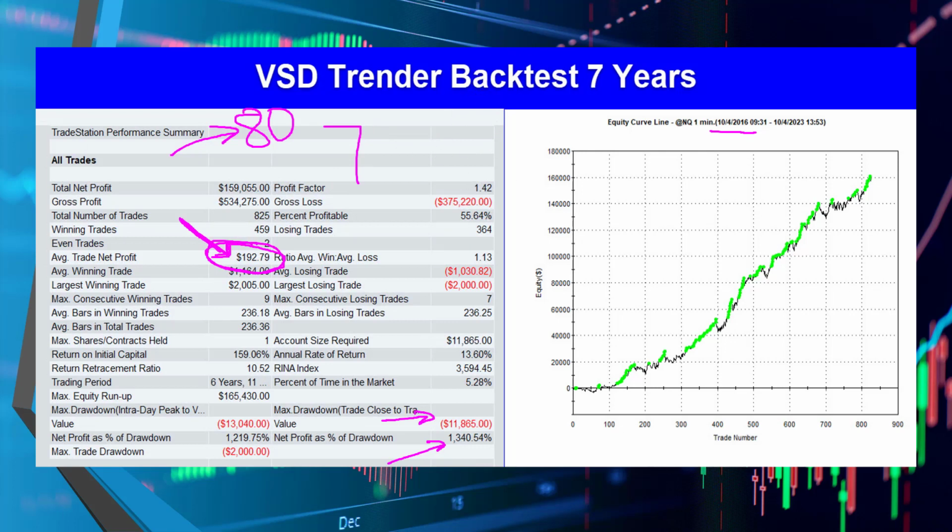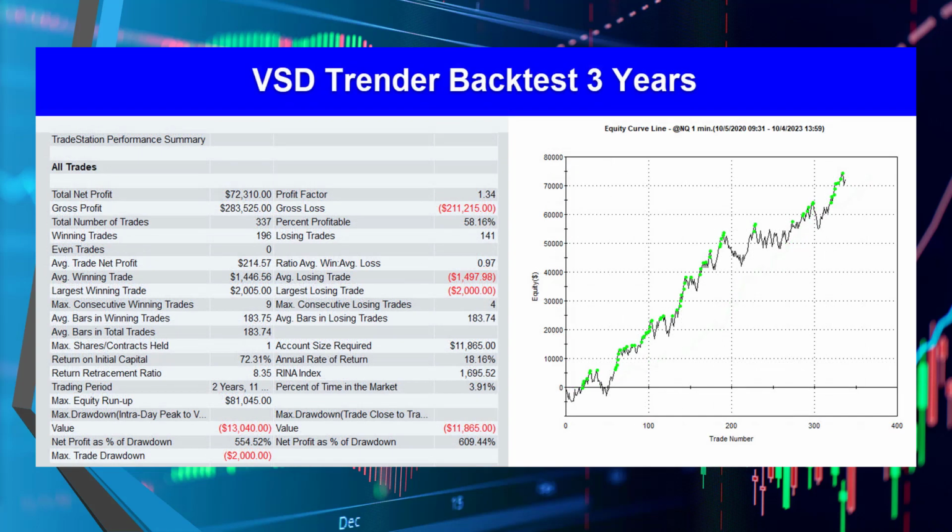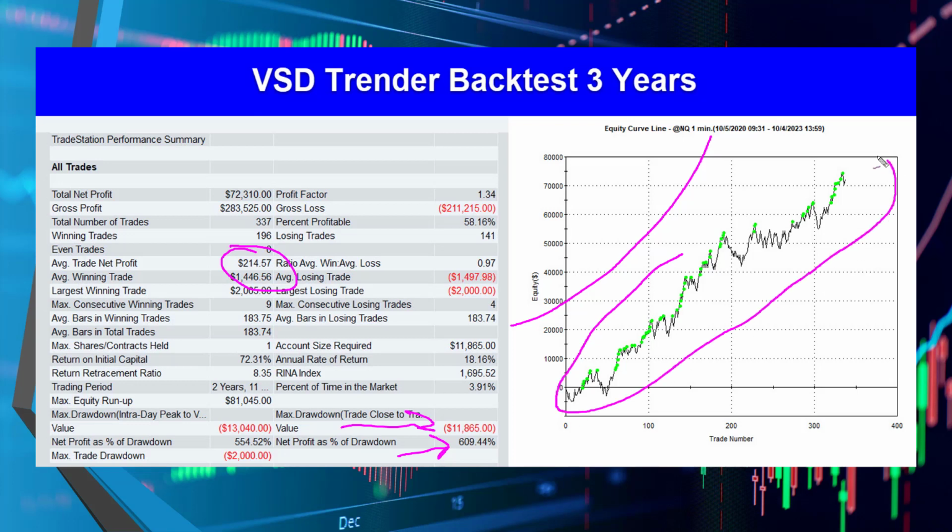And an even more relevant time period is the last 3 years. So let's go over the last 3 years, and you can see another boost in the average trade profit for this Nasdaq futures trading system. So going back 3 years, you see the average trade profit, again without slippage and commission, is $214. Again, 11,865 drawdown, which is good, and 609 net profit as a percentage of drawdown for 3 years. The equity curves look more volatile because you're zoomed in on it. Oftentimes when you zoom out, an equity curve might look like this, but when you zoom in, it gets a little more wiggly. And so you can see that in this setup.